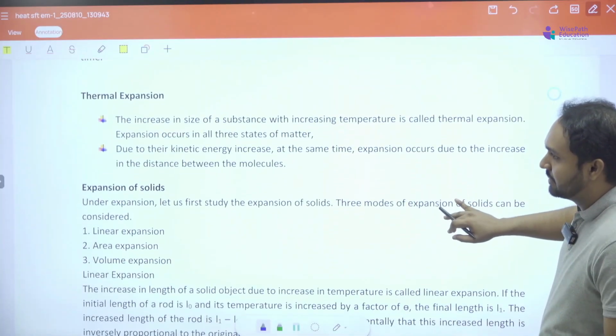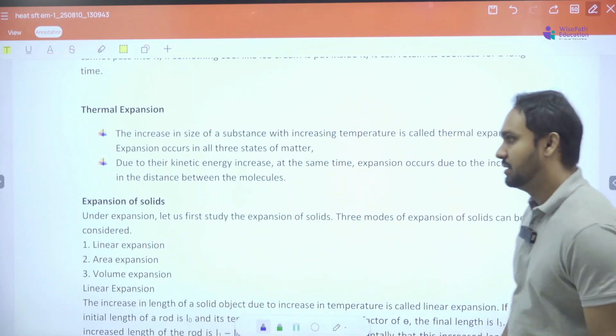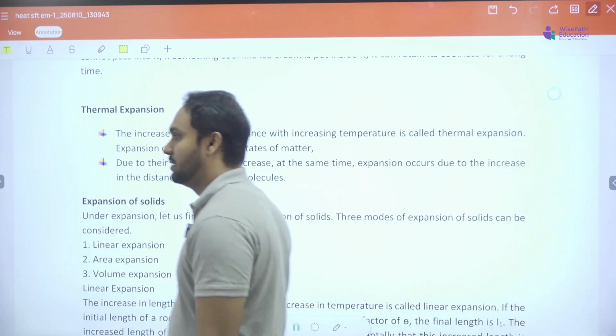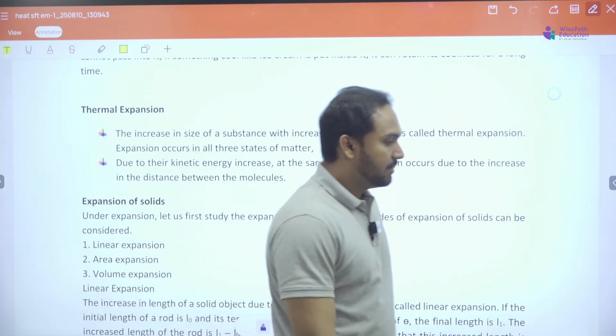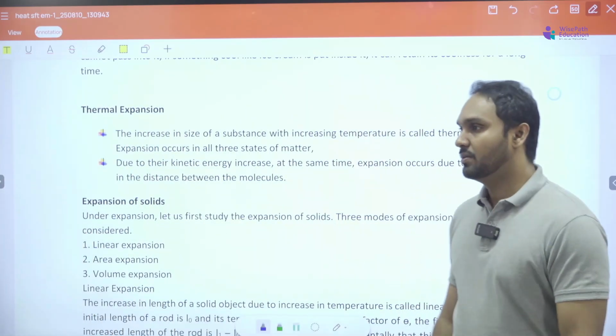And the next part is the thermal expansion, right? This is again one of the beautiful theories, thermal expansion. So we already know a bit about the thermal expansion. What do we know about the thermal expansion?